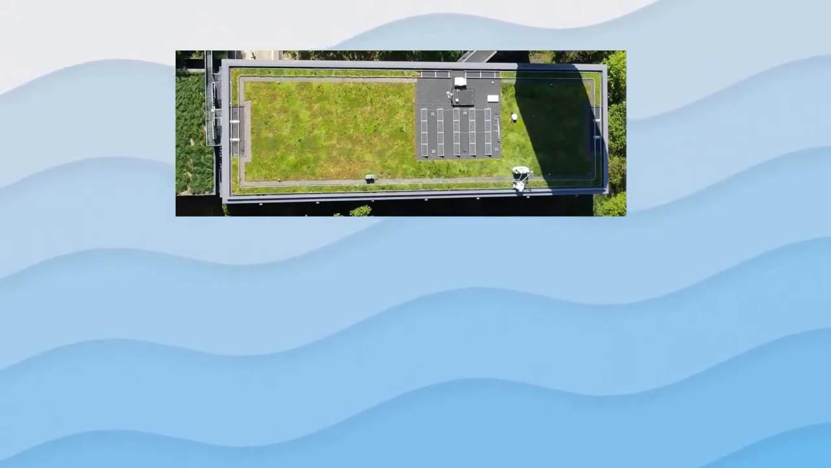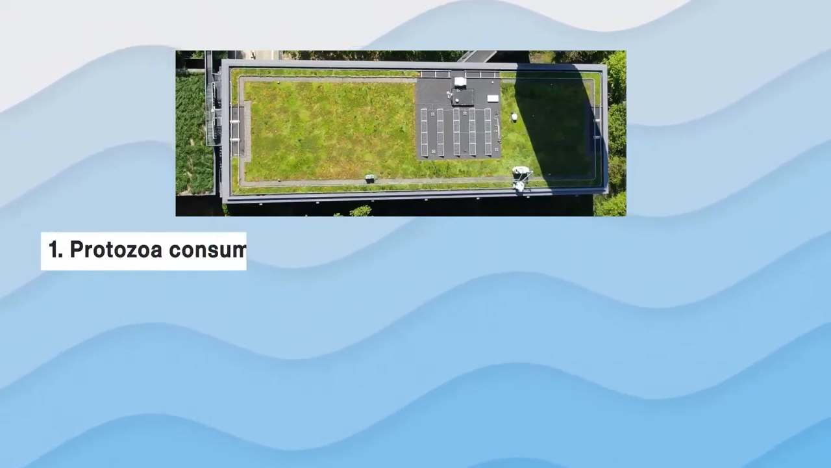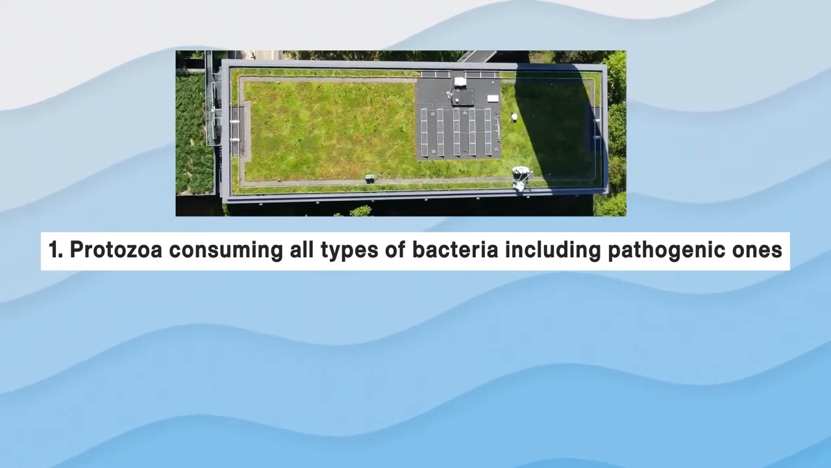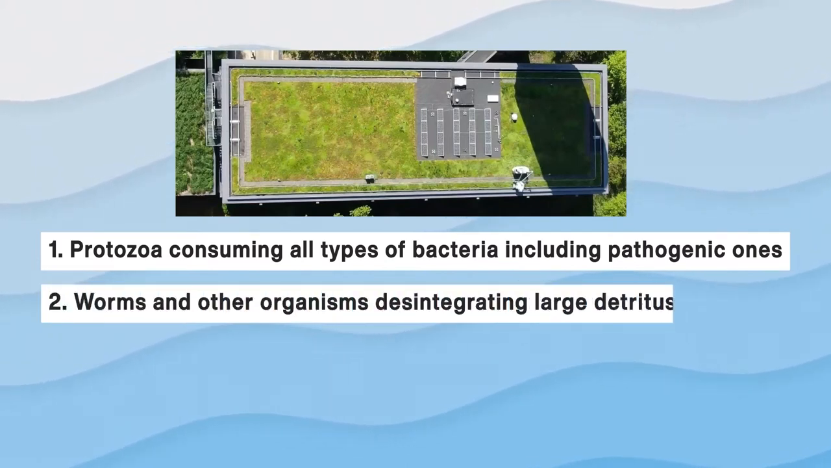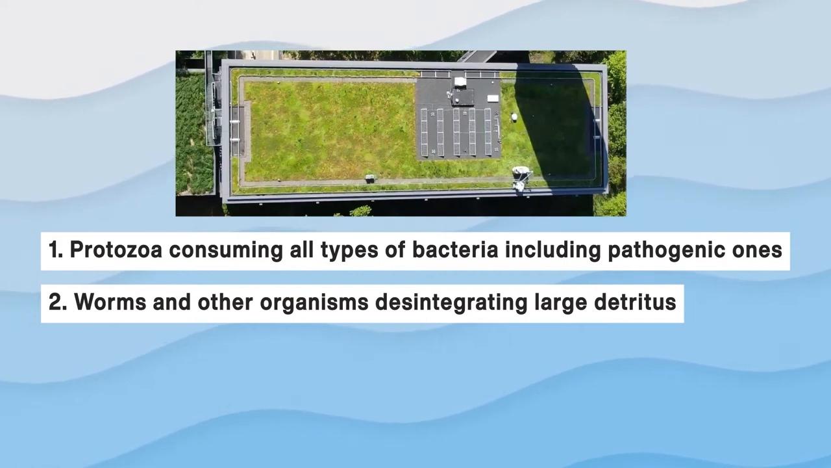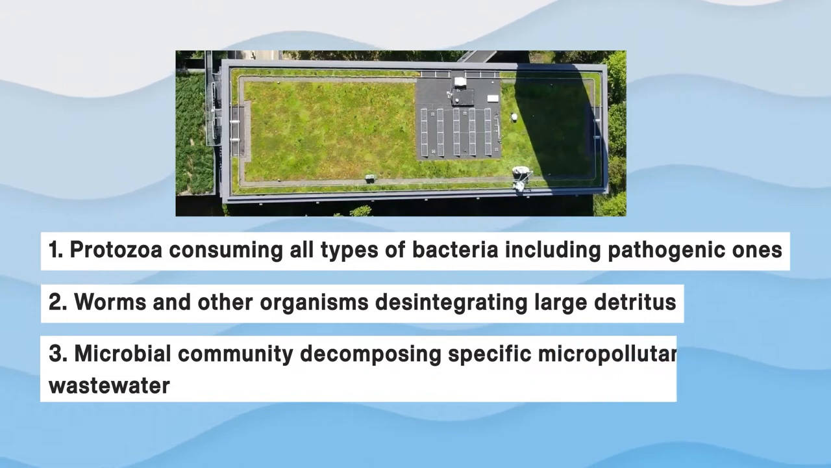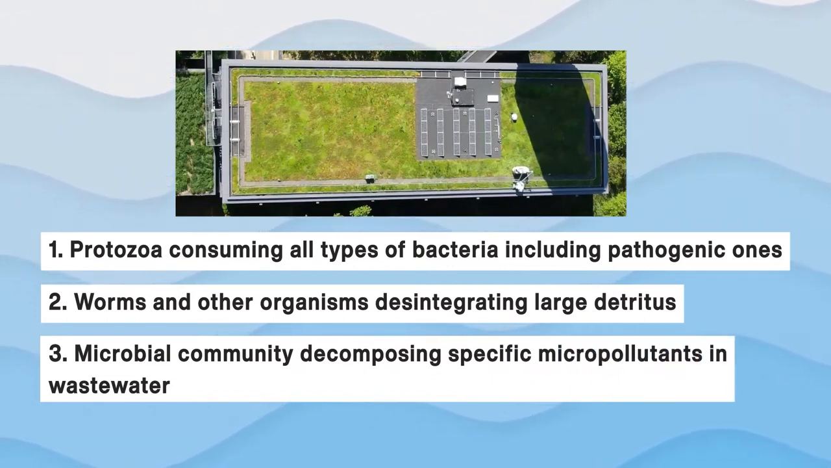Could you give any other examples of such processes, Ms. Doolittle? The growth of protozoa, which consume all kinds of bacteria, including pathogenic ones. Increase in worm biomass and other organisms which disintegrate a large detritus. Improving diversity of bacteria which decompose specific micropollutants in wastewaters.